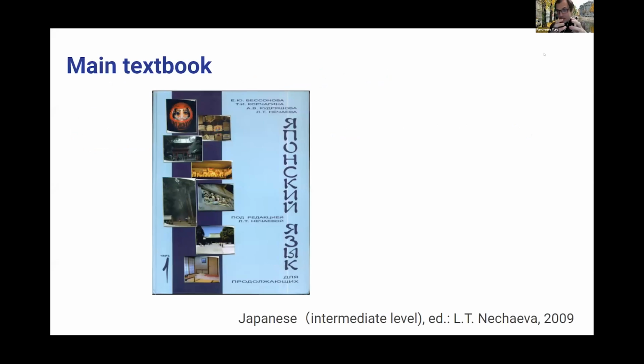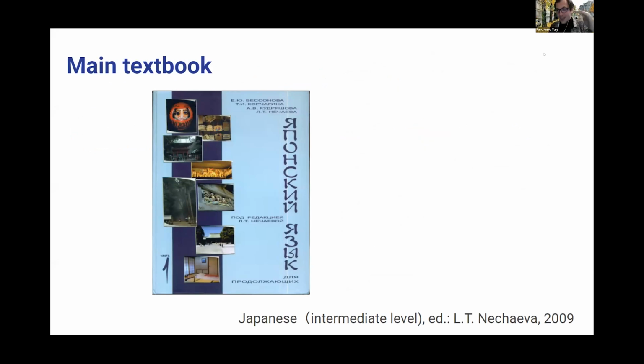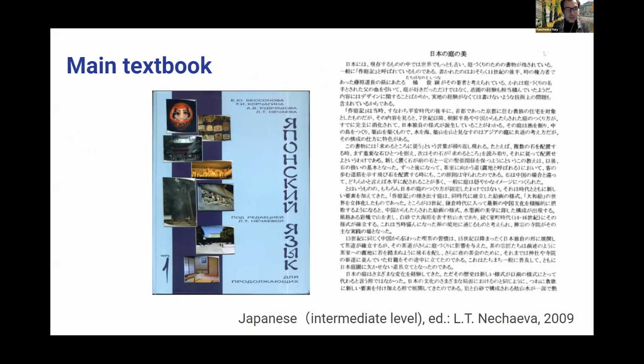Another goal that we had was to diversify our curriculum a little bit, because in our university we have this main textbook of Japanese, but every unit consists of the main article, and then there are a lot of grammar and vocabulary exercises, but there is a very low number of communicative exercises.